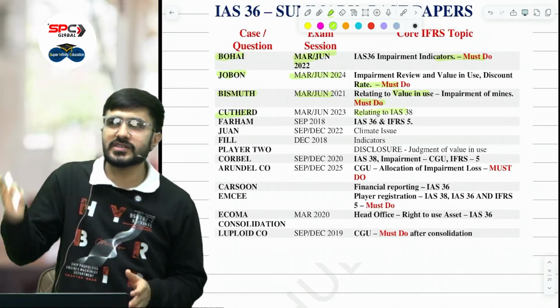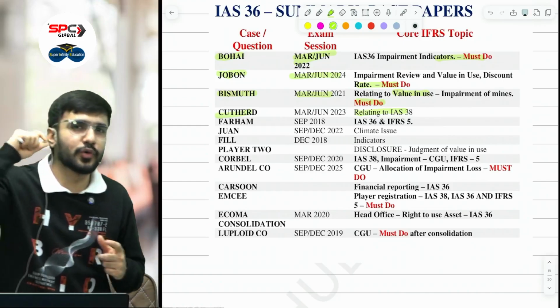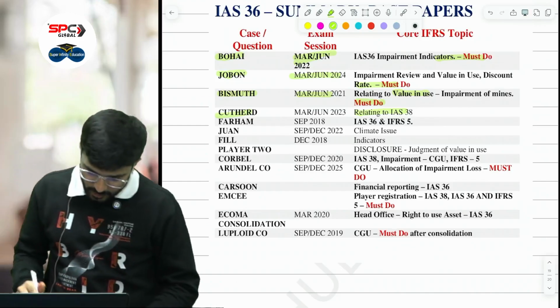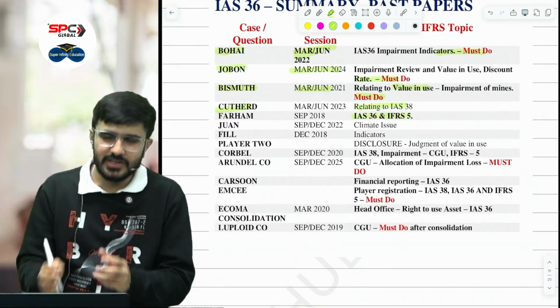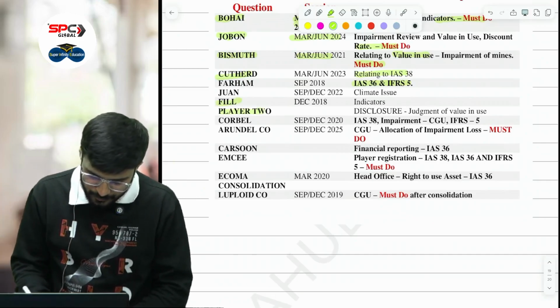This is related to IAS 38. Whenever we are not able to amortize any intangible asset, what do we do? We do an impairment test. That was the topic. Then coming to this question, this is a link between IAS 36 and IFRS 5. Then the Phil company, then Player 2, Corbel company.